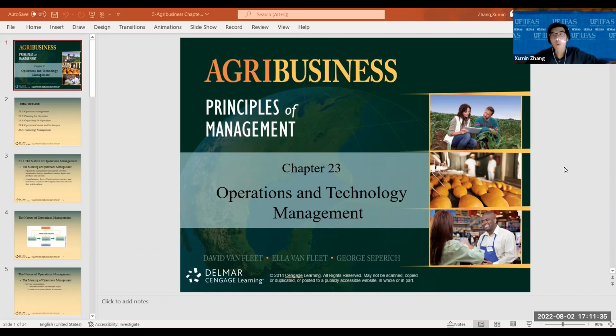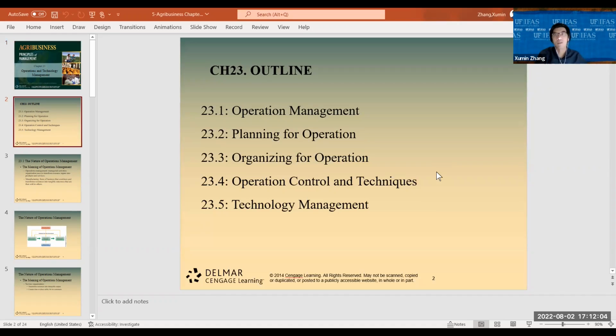We have many agribusiness organizations that are in the supporting or service sector. So we switch it to operation. If you go to a restaurant, or you go to the grocery store, right? So mainly we talk about operation. All right, so in this chapter, we will first talk about what operation management is, and then we will talk about the planning function, organizing function, and the controlling function.